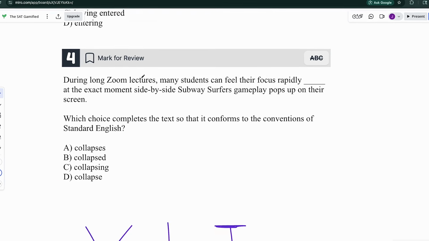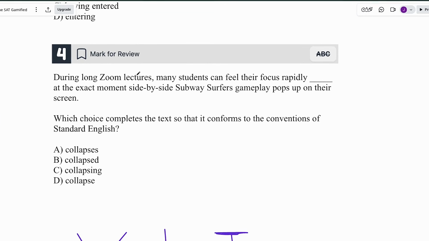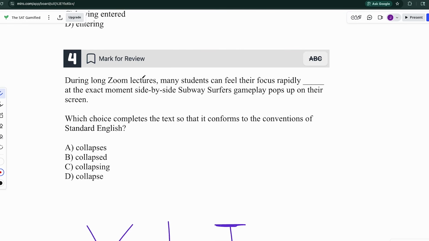Enter would work. During long Zoom lectures, many students can feel their focus rapidly blank. So it says they feel their focus, so feel would be a main verb, so we can't really have another main verb in here, so we have to go for a non-main verb like collapsing.